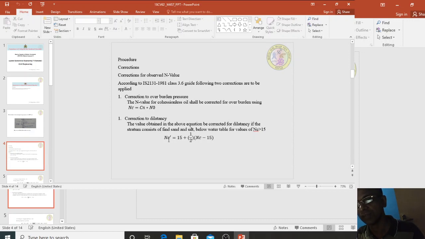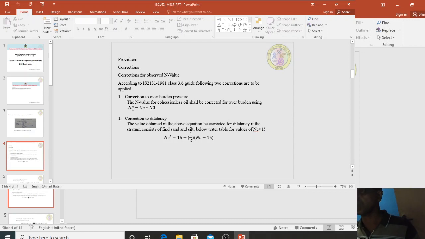Gamma is the density of that soil, h is the depth at which we conducted this test, and this gamma into h should be less than 25 kPa. If it is greater than 25 kPa, we have to consider it as 25 kPa. Then whatever value you obtain from 0.77 log base 10 of 2000 divided by sigma, you substitute it as Cn, that is the correction factor to the N value. If you multiply it by the actual number of blows, it will give NC.